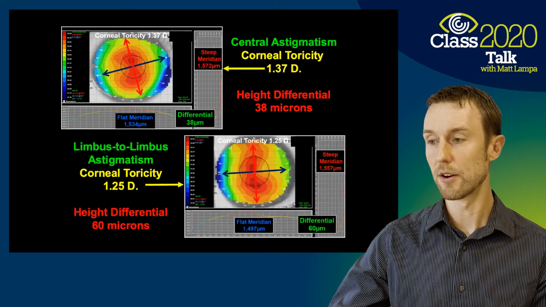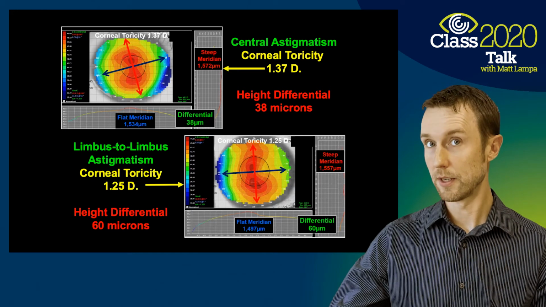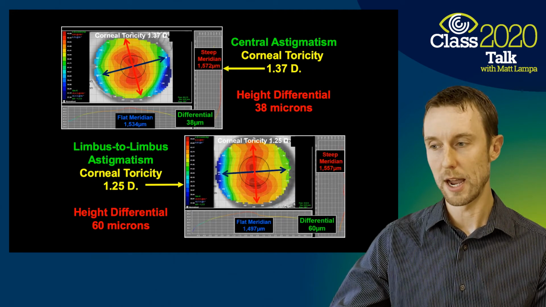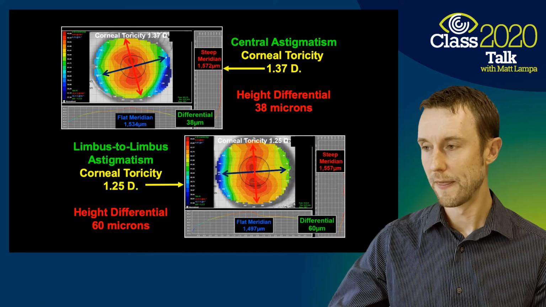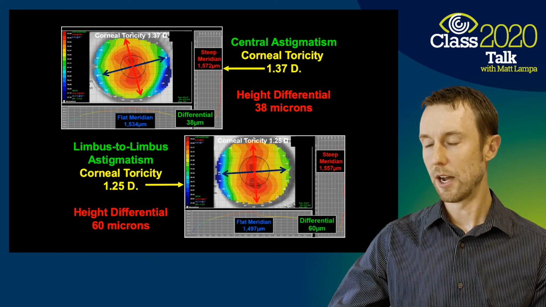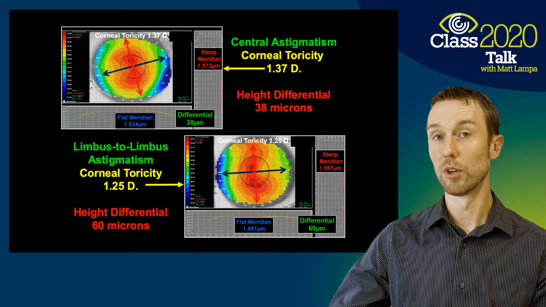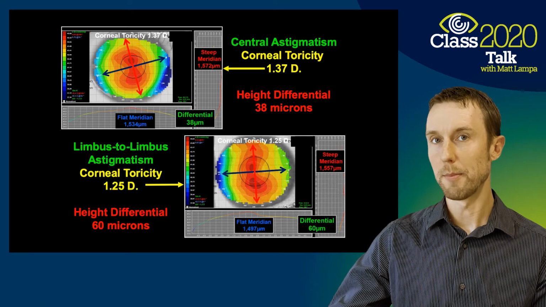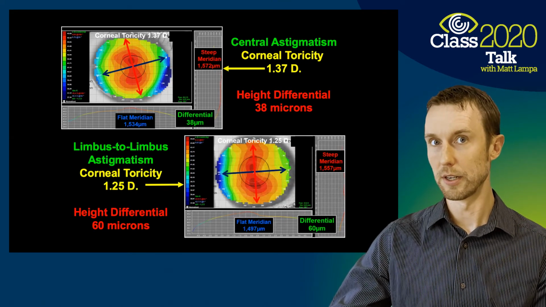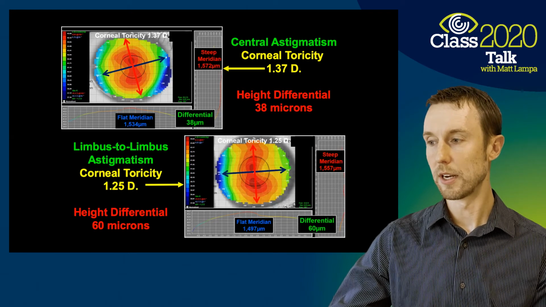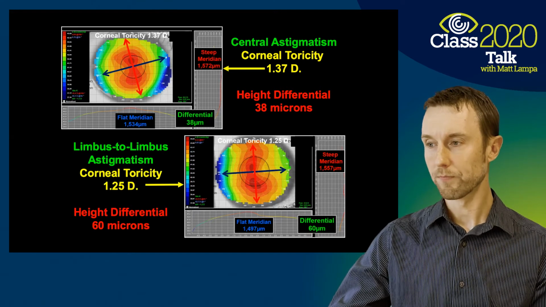What about an eye here on the bottom that has Limbus-to-Limbus astigmatism? This time, the patient has 1.25 diopters of astigmatism, very similar to the one up on top, that apical style. But now on the bottom, because that astigmatism runs all the way from top to bottom through the cornea, we have a greater height differential along the steep meridian in comparison to the flat meridian. This time it's 60 microns.